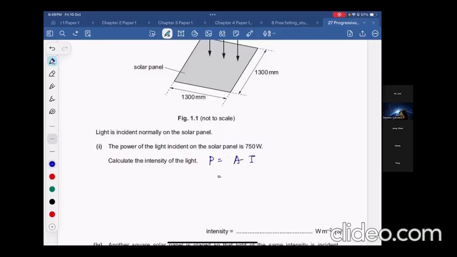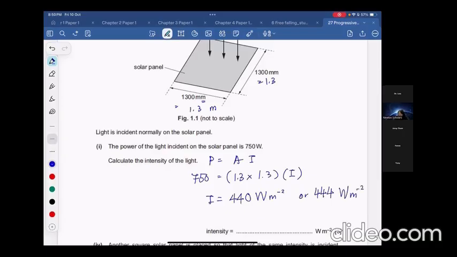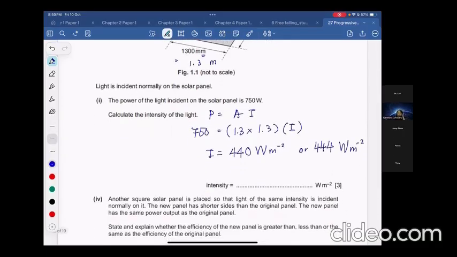The area, from here, you have to convert it into meter. So here 1, 2, 3, it will be 1.3. This one also 1.3. So area will be 1.3 times 1.3 times your intensity. We don't know the intensity. The power is 750. So the answer is about 440 watt per meter square, or 444 W m to the negative 2. Is that clear? Kai Chen, correct. Remember, don't forget about the unit. Although here it is written, if they are not writing, you have to write the unit.